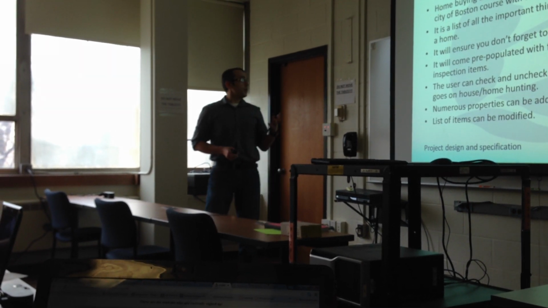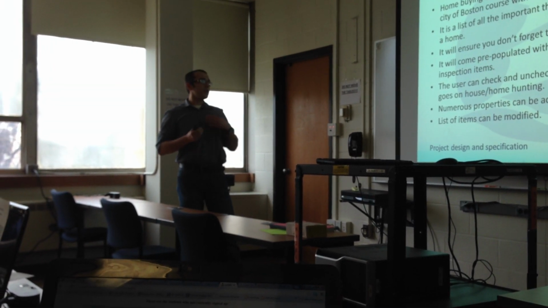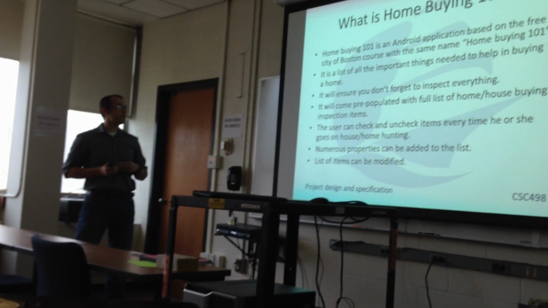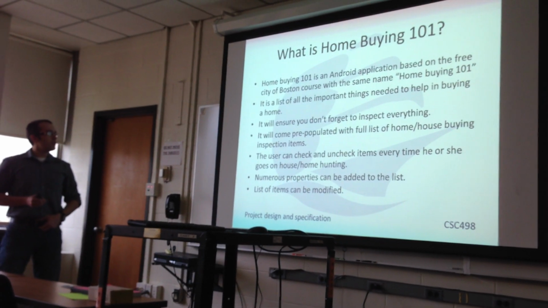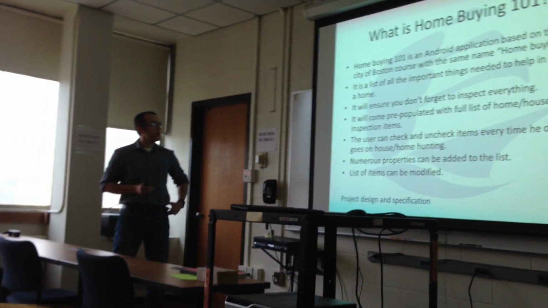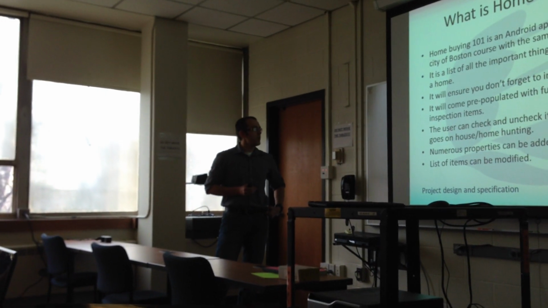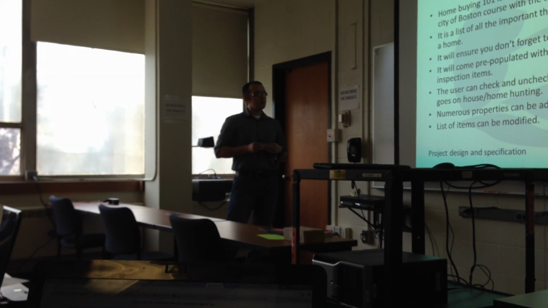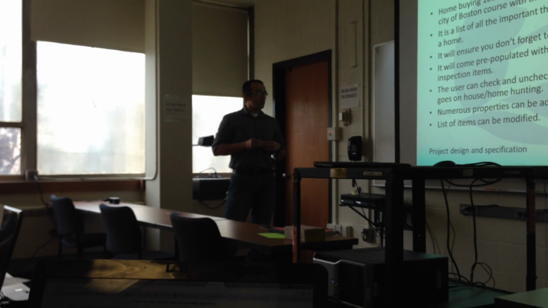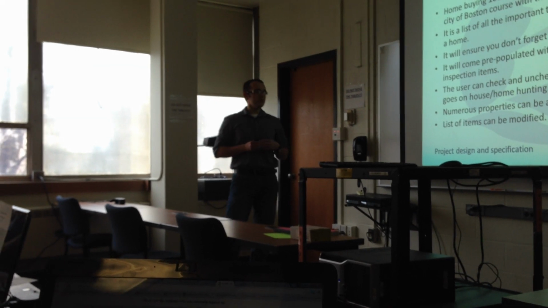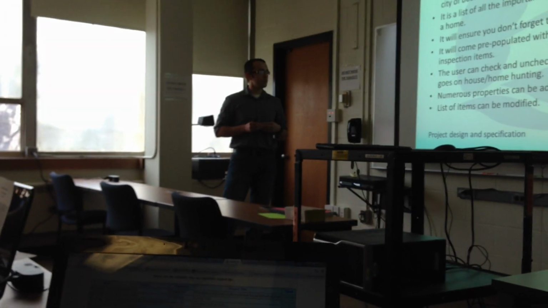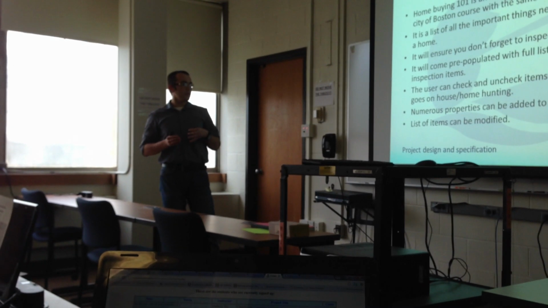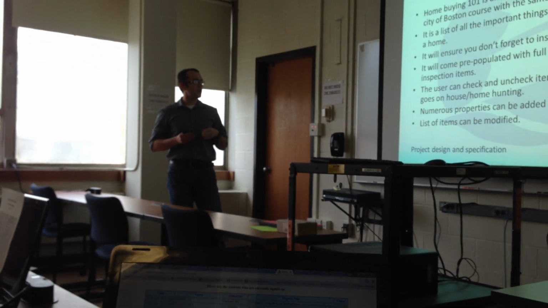So the application basically will be a list of all the important things needed to help in buying a home. It will ensure that you don't forget to inspect everything. It will come pre-populated with a full list of home buying inspection items. The user can check and uncheck items every time he or she goes house hunting. The user can enter numerous properties and a list of items for each property, or a generic list of inspection items that can be modified.